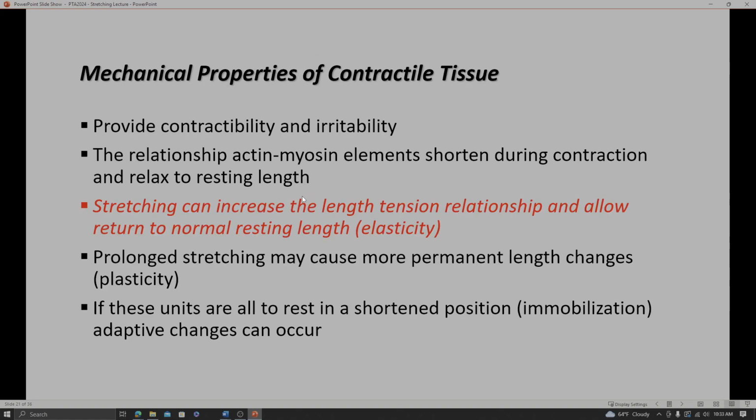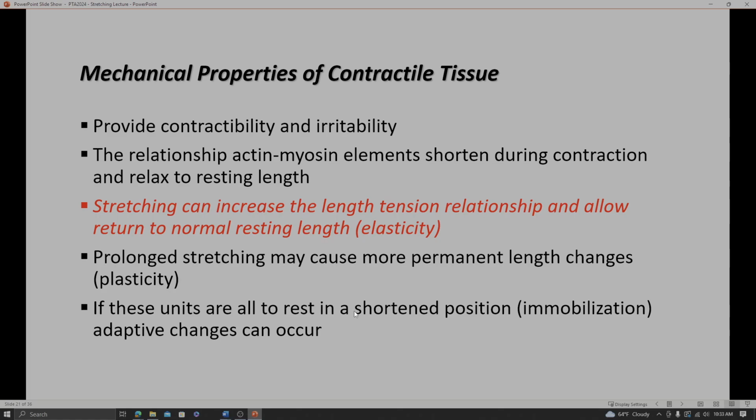So here are the mechanical properties of your contractile tissue. Relates to the actin and myosin elements. We don't have to go back to that. Stretching can increase the length-tension relationship and allow for normal resting length, right? Elasticity. Prolonged stretching is a byproduct of plasticity, which can lead to more permanent length changes. That's kind of the whole reason we stretch to begin with.